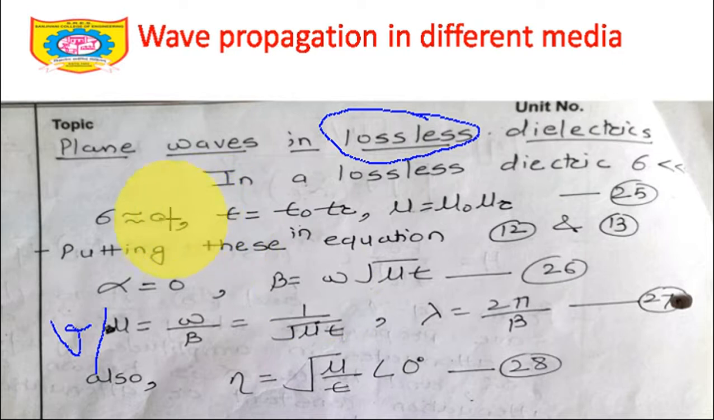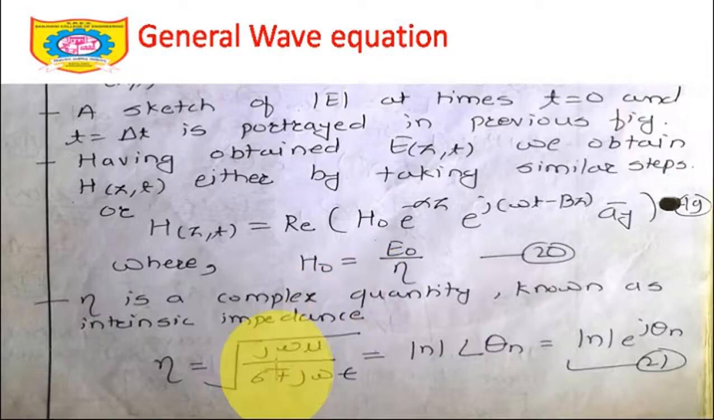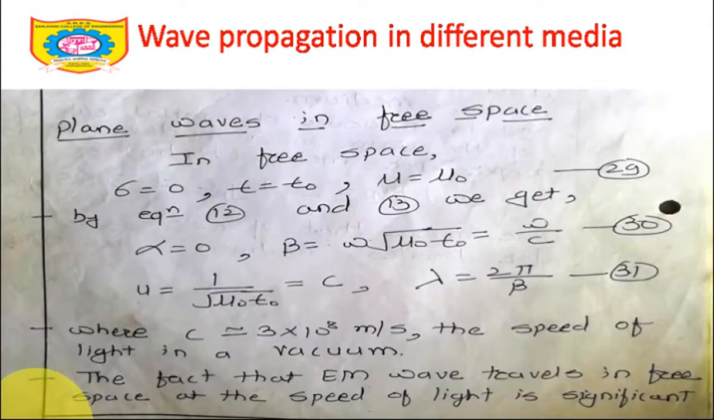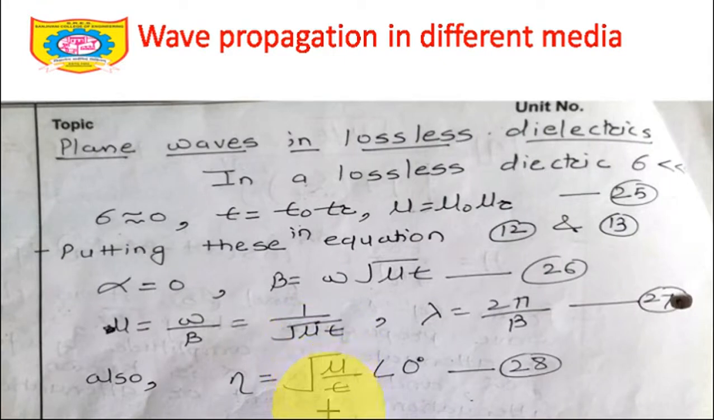Let's put this value of sigma equal to 0 in the expression of intrinsic impedance. If I put sigma equal to 0, j omega gets cancelled, and I get root of mu upon epsilon, and there is no angle associated with it. So theta eta is equal to 0, and I can say that E bar and H bar are in phase. So the expression for eta is equal to under root of mu upon epsilon at an angle 0 degree. So this is the plane wave case, or the plane wave in the lossless dielectric case.